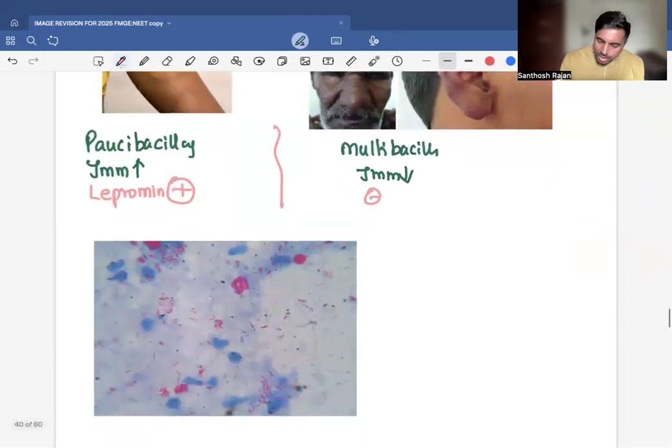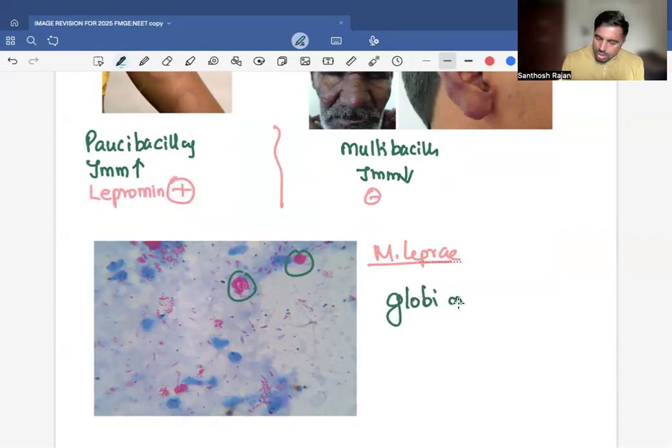So when you see the leprosy, Mycobacterium leprae, when you use a 5% acid, which is called the Fite-Faraco technique, also sometimes they call it, when you do it, you see a typical appearance. Again, you call it globi or cigar appearance. So cigar bundle appearance, cigar bundle.